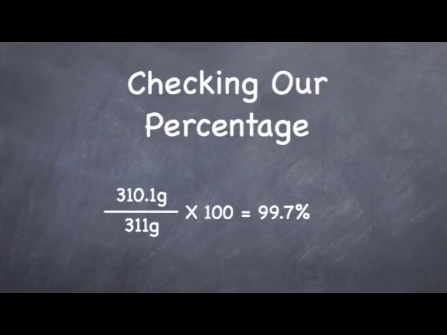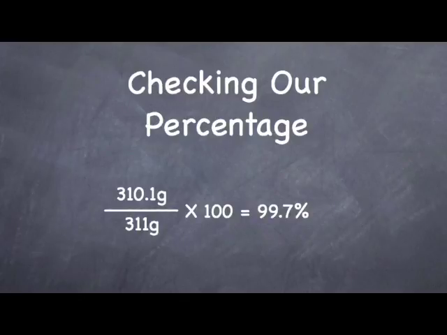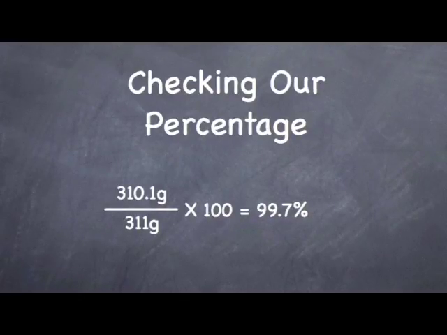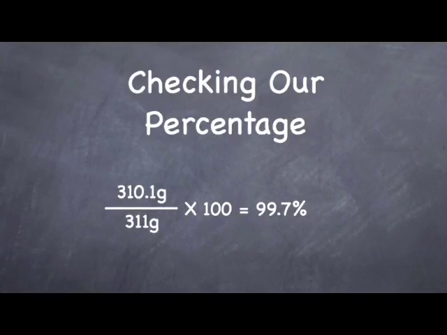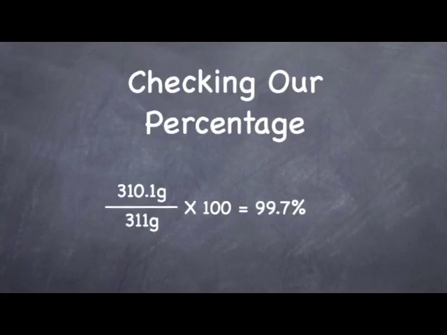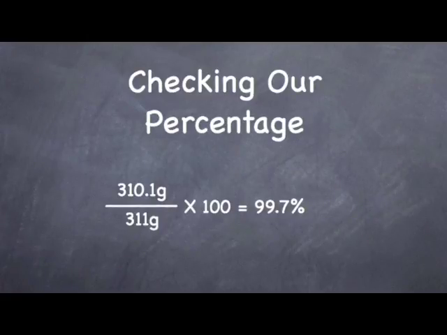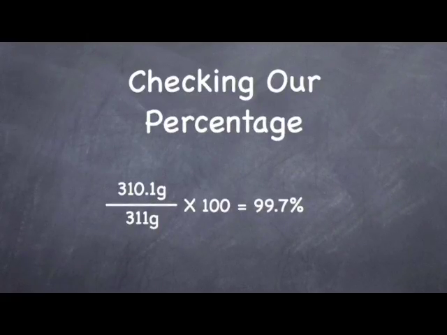Now that we've recorded all of our individual weights, one of the first things that we can check is to ensure that our material is within 0.3% of the original sample weight. If we add up all of the individual increments, we wind up with 310.1 grams, and since our original weight was 311 grams, we have retained 99.7% of the original sample weight and are within the 0.3%.